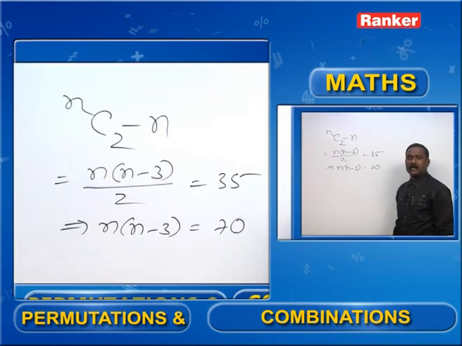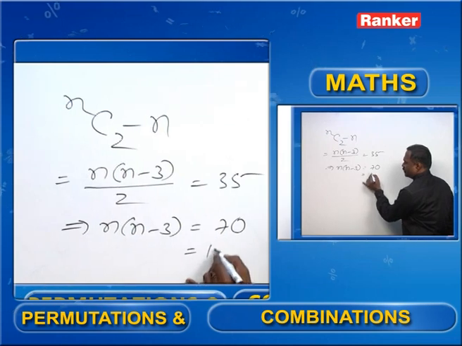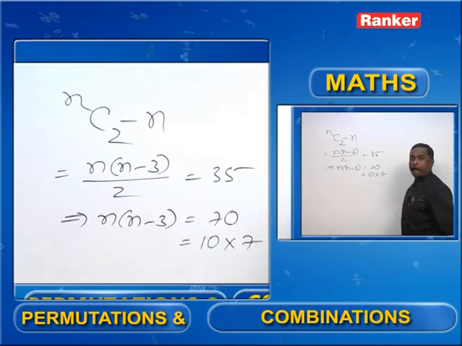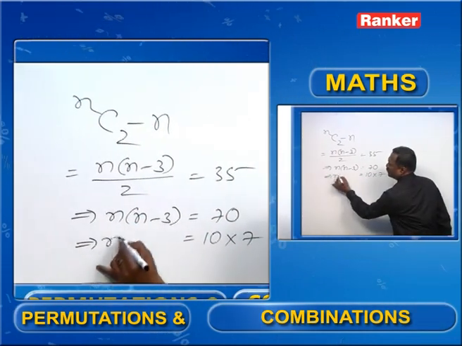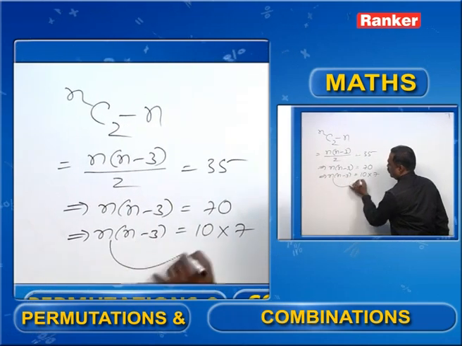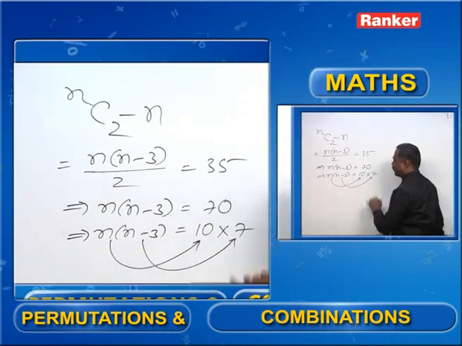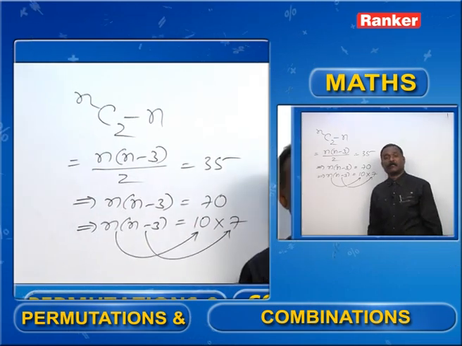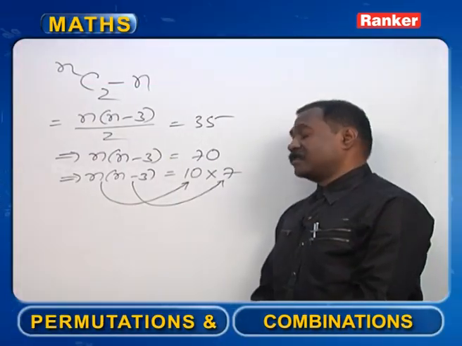N into n minus 3 is equal to 70. This 70 is nothing but 10 into 7. So n into n minus 3 is equal to 10 into 7. So n is equal to 10, n minus 3 is equal to 7. So what should be the answer there? N is equal to 10.